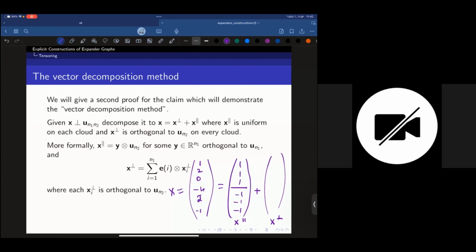So you see what I wrote here and here. This is the first 3 entries of Xperp. They are all the same at every cloud. Xperp is constant on each cloud. On different clouds it's distinct, but on each cloud it's constant. Which means that it's indeed uniform on each cloud. That's what I mean.